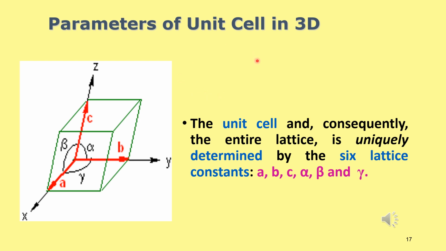Now we discuss the parameters of the unit cell. The unit cell is determined by six lattice constants: a, b, c, alpha, beta, and gamma. a, b, c are the lattice vectors along the X, Y, and Z axes, whereas alpha, beta, gamma are the angles. Alpha is the angle between b and c, beta is the angle between a and c, and gamma is the angle between a and b.